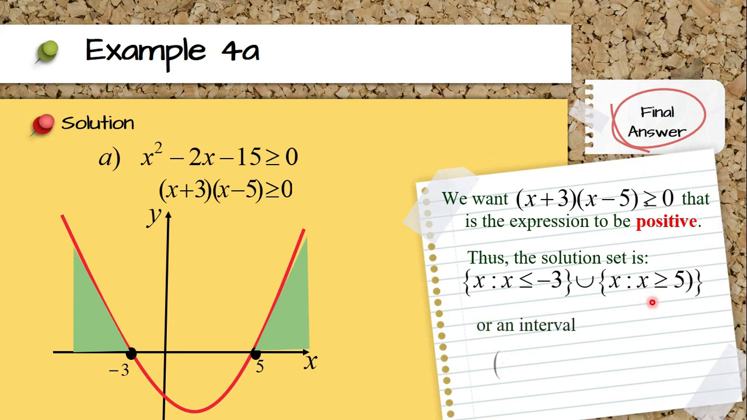For the interval notation, we can write down half open interval from negative infinity to -3, union half open interval from 5 to infinity.